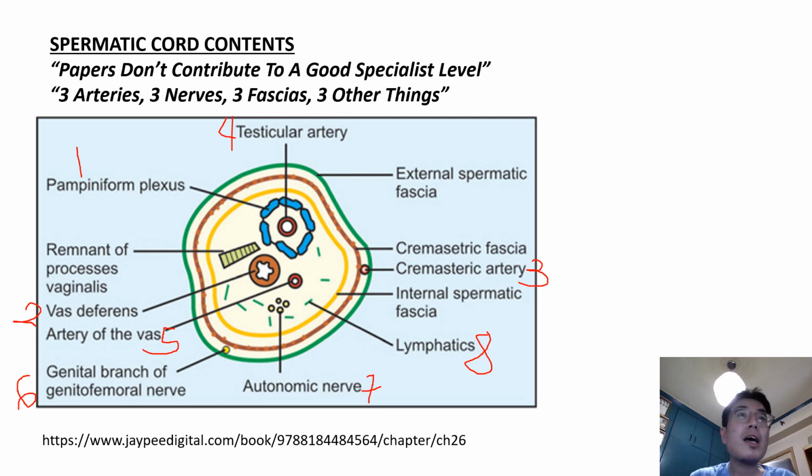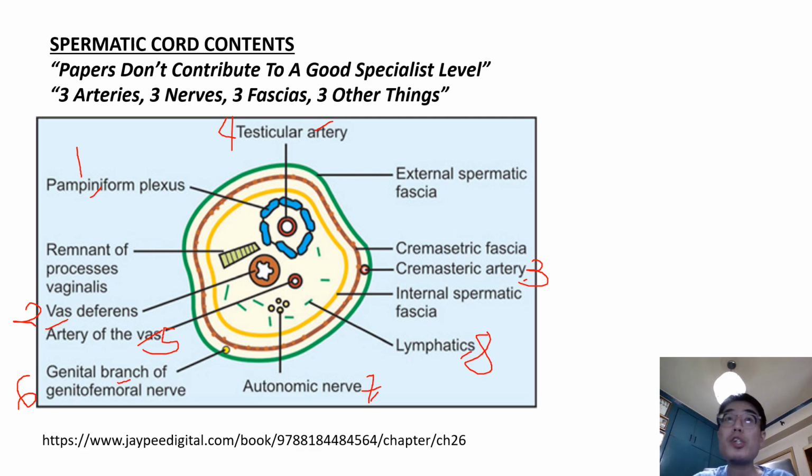Again, papers don't contribute to a good specialist level. Pampiniform plexus, the ductus deferens, the cremasteric artery, the testicular artery, the artery of the vas deferens, the genital branch of the genitofemoral nerve, and the sympathetic nerve fibers and the lymphatics.